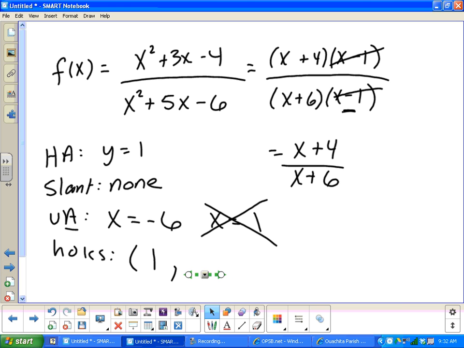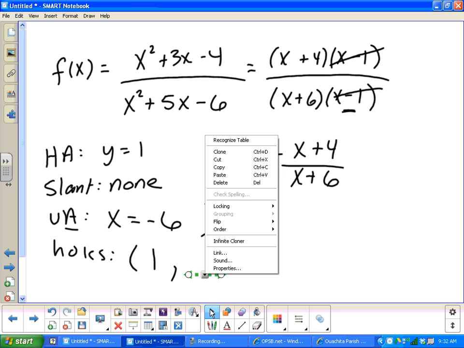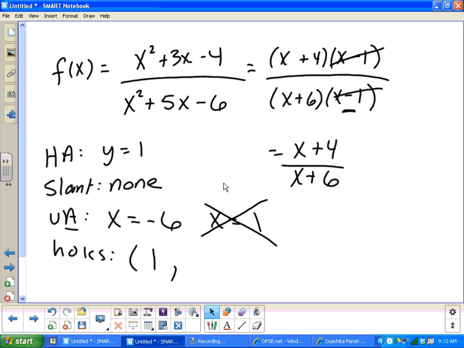So how do we find the y coordinate? Yeah, plug it in. Now, we're going to plug it in where? Not the original, the simplest one. That actually works out a lot better because it's easier to plug into the simplest one. So if we plug in 1, we get 5 over 7. So the y coordinate would be 5/7.